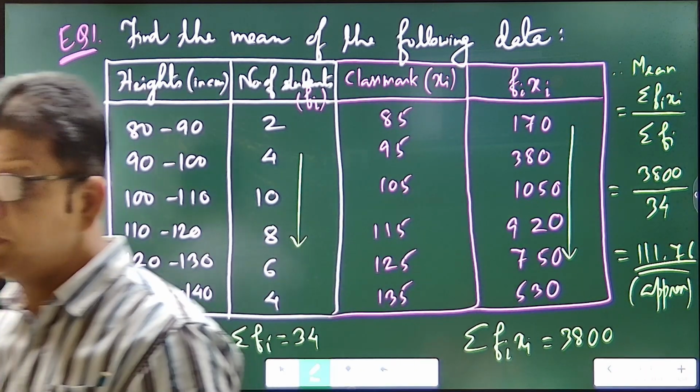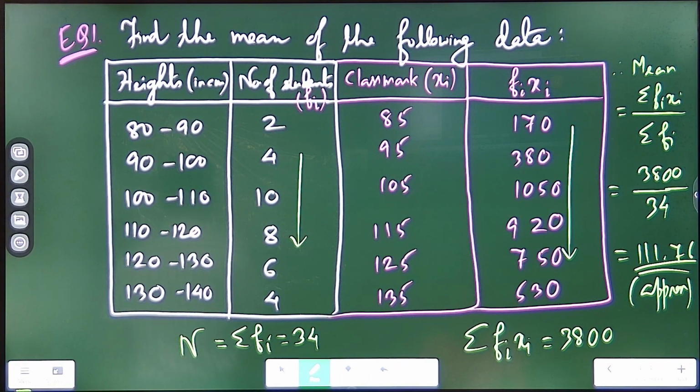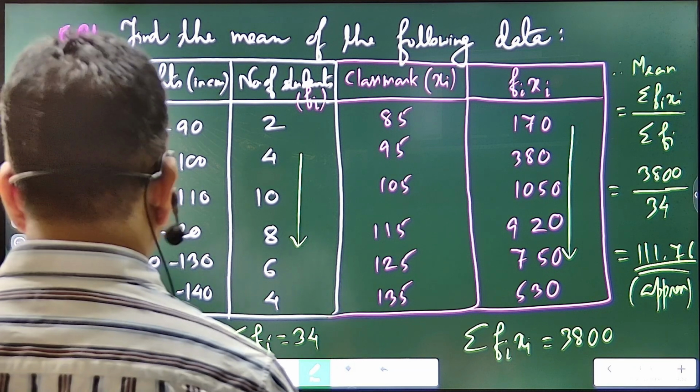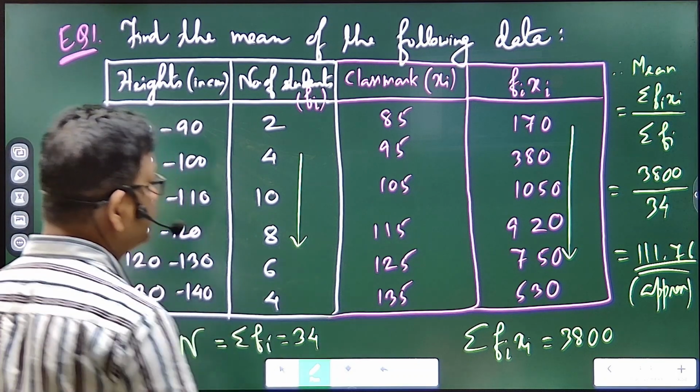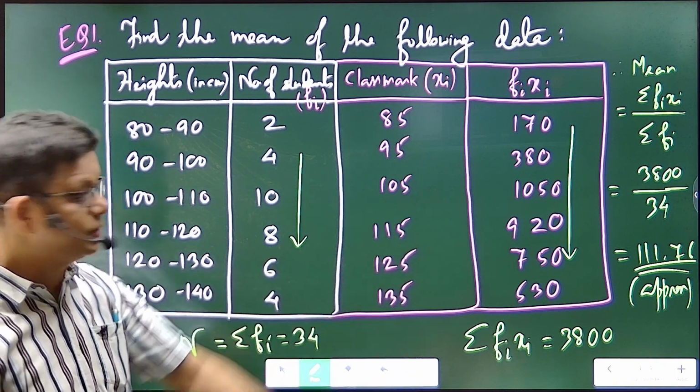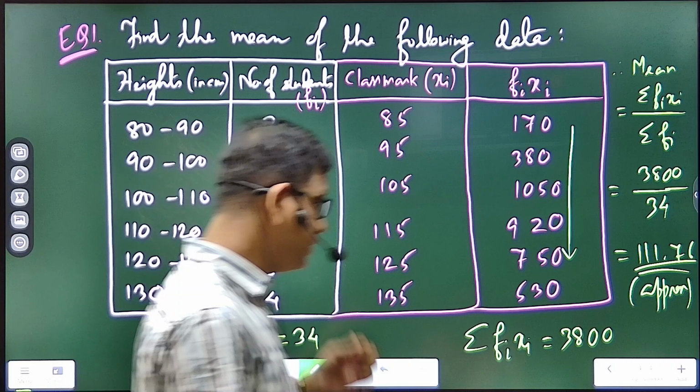So it was the direct method. Now I am going to start the next method. So I'll try to complete all the methods. I'll then later tell you which method you should preferably use in the exams for finding the mean. Done? Okay. So here we just added 2 columns.